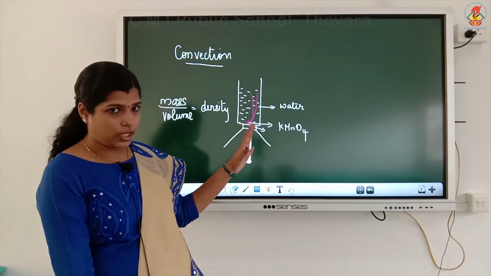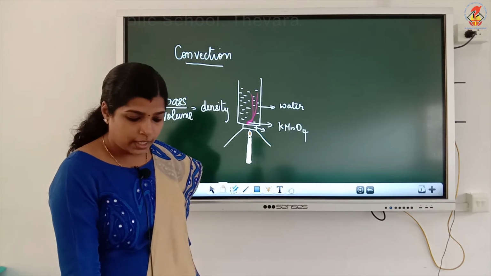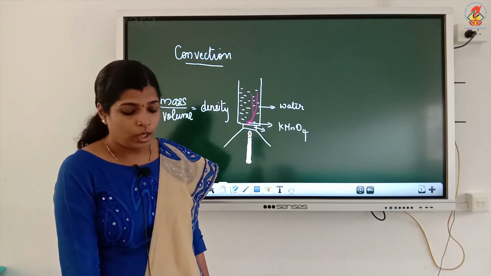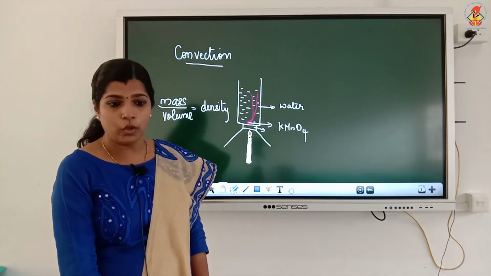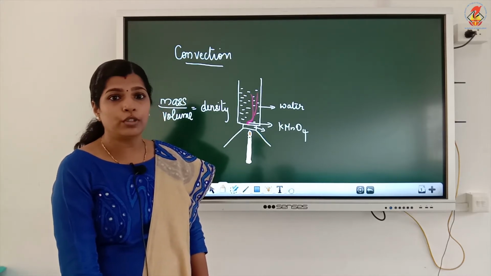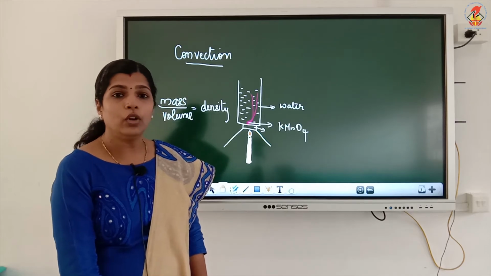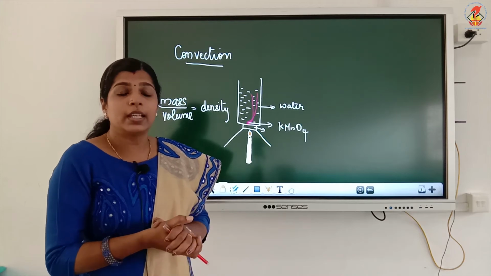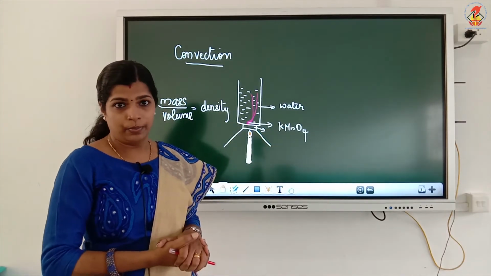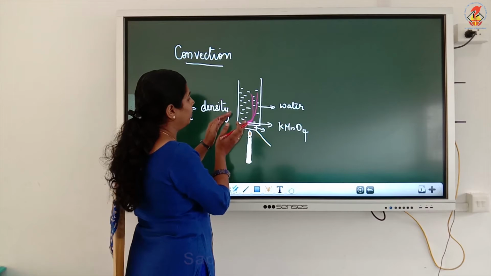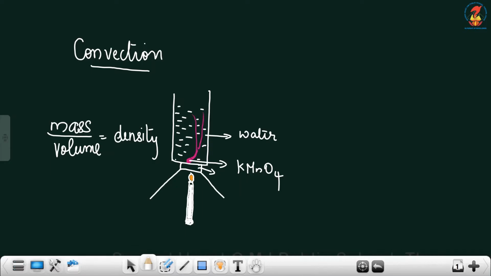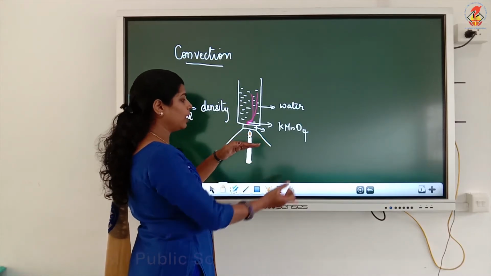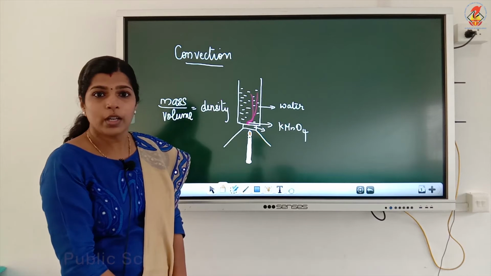So the convection process is the heat transfer method in which the heated molecules of a liquid or gas themselves move to carry heat from the hot region to the cold region. The molecules themselves move from one place to another. Here, the first layer of molecules will be heated first and will move in the upward direction. Again, the second layer will be heated and will move in the upward direction.